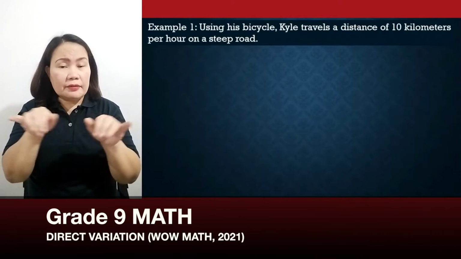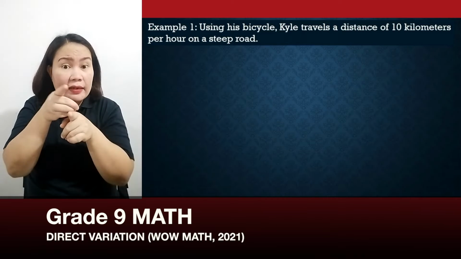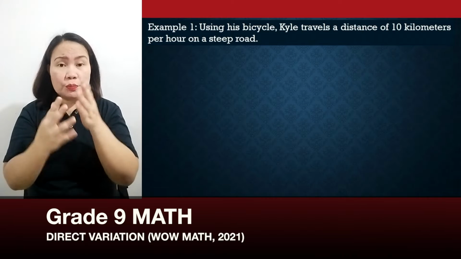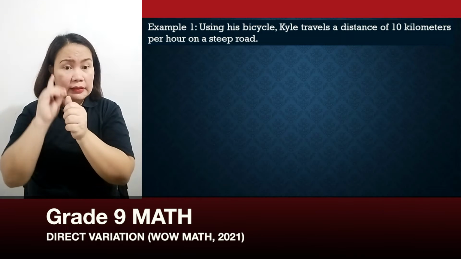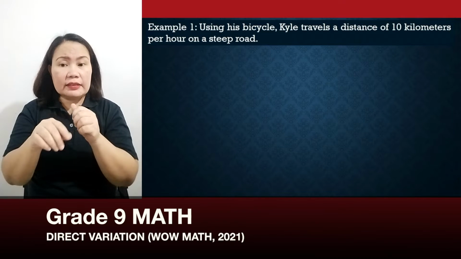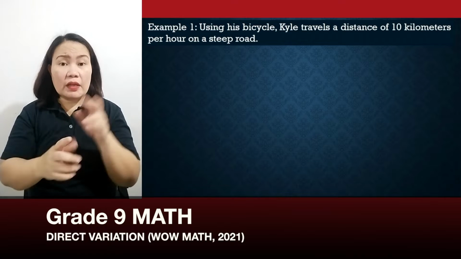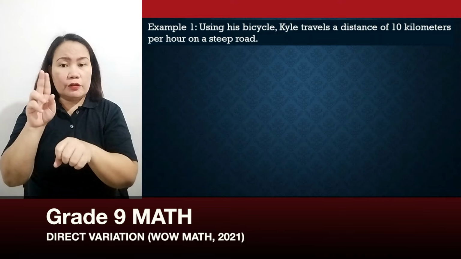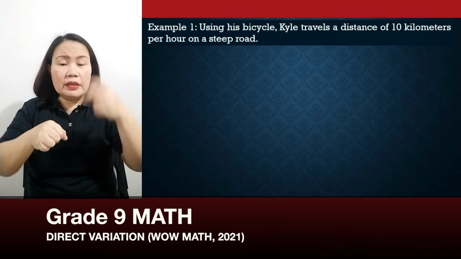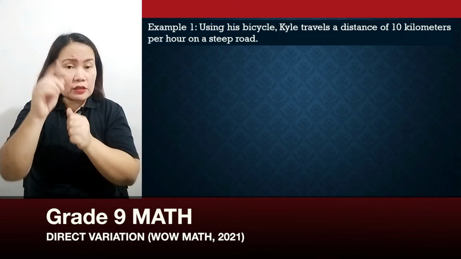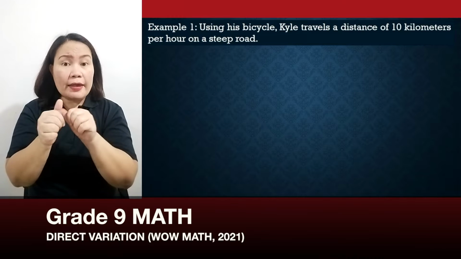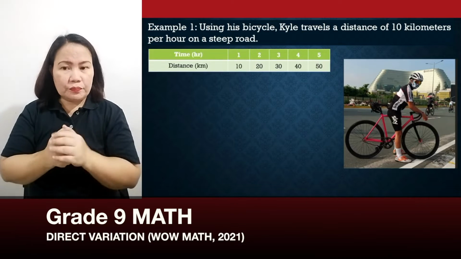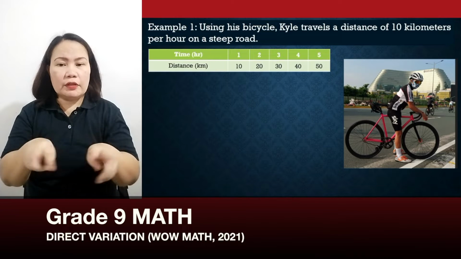Okay, let's have first an application of the relationship between the time traveled and the distance. This is an application of direct variation. Using his bicycle, Kyle travels a distance of 10 kilometers per hour on a steep road. So, first, given the table of values, in 1 hour, he traveled 10 kilometers.